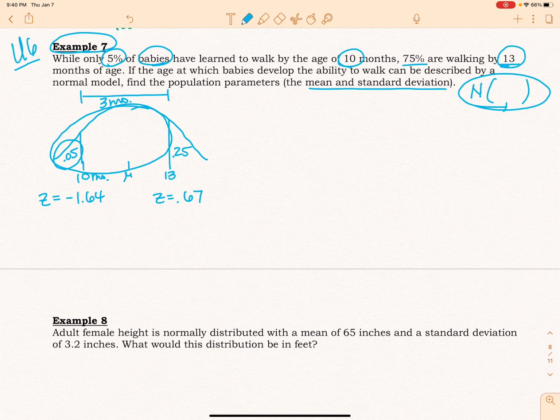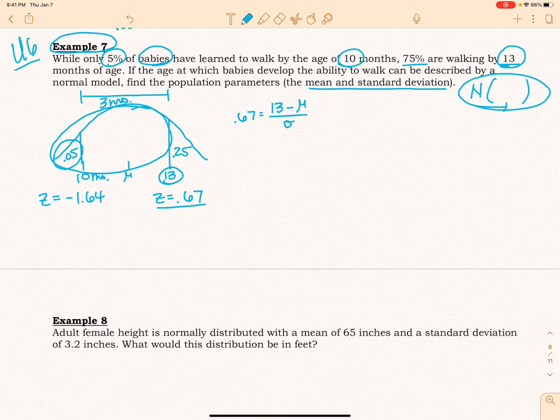Okay, now what we have to think about at this point is the idea of getting our mean and standard deviation from this. So I am going to use this z-score in my z-score formula because I know at 13 months my z-score would be 0.67. So 13 minus mu, which I don't know, over the standard deviation. So I need to know what the standard deviation is.